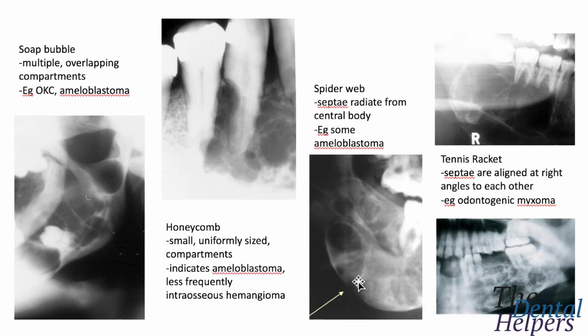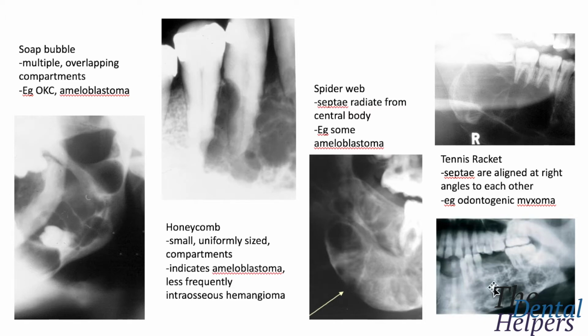You can have a spider web, which are basically septae that radiate from the central body. So if we look at this kind of region right here, we see that there are many different kind of branching off patterns that we're kind of seeing in this vicinity. And this is also seen in ameloblastomas.